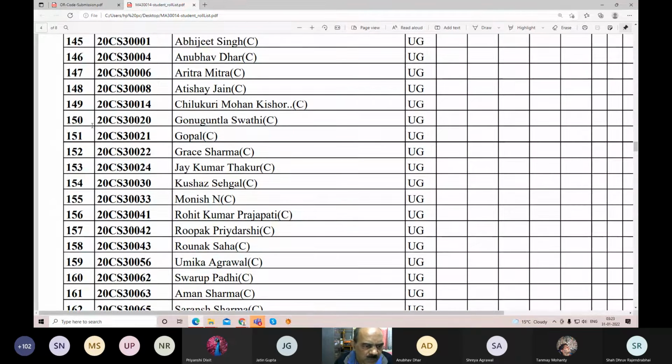151, Gopal. Yes, sir. 152, Grace Sharma. Present, sir. 153, Joy Kumar Thakur. 154, Kushaz Segal. 155, Manish. Present, sir. Okay, and who else from the group? Gopal, yes, sir. 151 is present. Grace Sharma is there. Joy Kumar. Kushaz, not there. Okay.